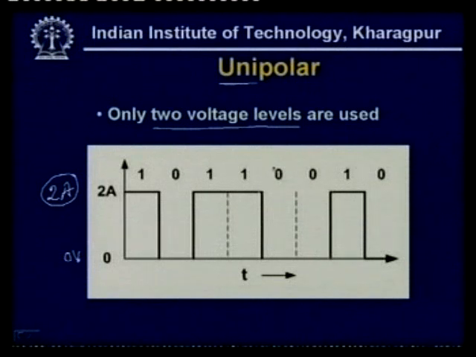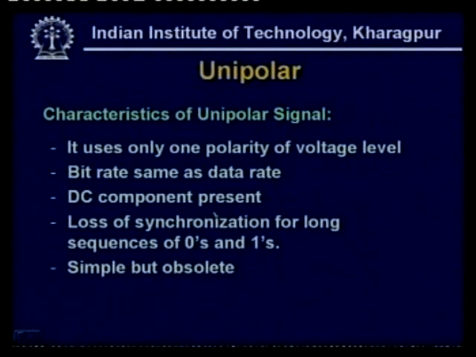Similarly, for the next 1 again we send 2A voltage, and for 0 we do not send anything. That means the data is represented by voltage level. 1 is voltage level 2A, and 0 is no voltage, or no signal is being sent. So, that is how this unipolar encoding is done. Unipolar encoding has the following characteristics. It uses only one polarity of voltage level, as I mentioned, and here the bit rate is the same as the data rate. That means the modulation rate or baud rate is the same as the data rate. In other words, you have only one signaling element per bit.